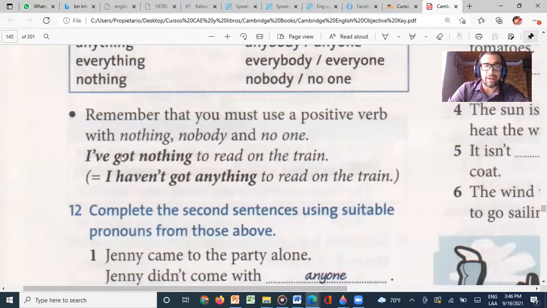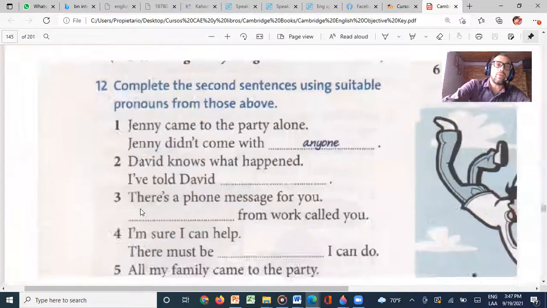Okay, so again, remember that you must use a positive verb with nothing, right? With nobody and with no one. If we're talking about the other ones, then we can use the negative one. So we can work on this.